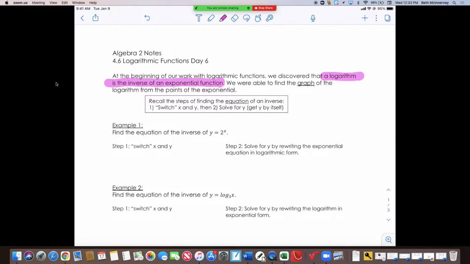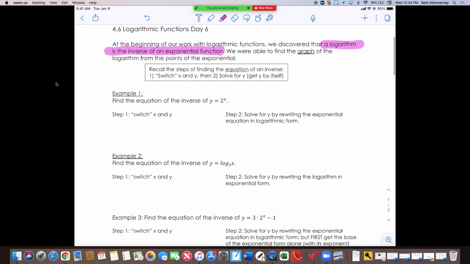Recall the steps of finding the equation of an inverse. We switch x and y, then solve for y. We need this information, so I'm going to keep at it and keep at it.